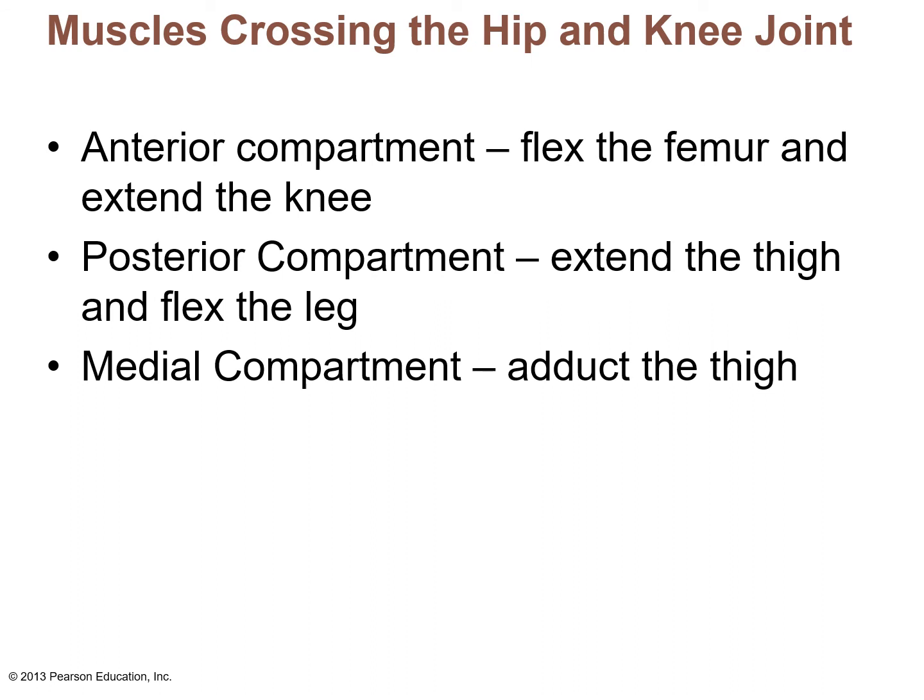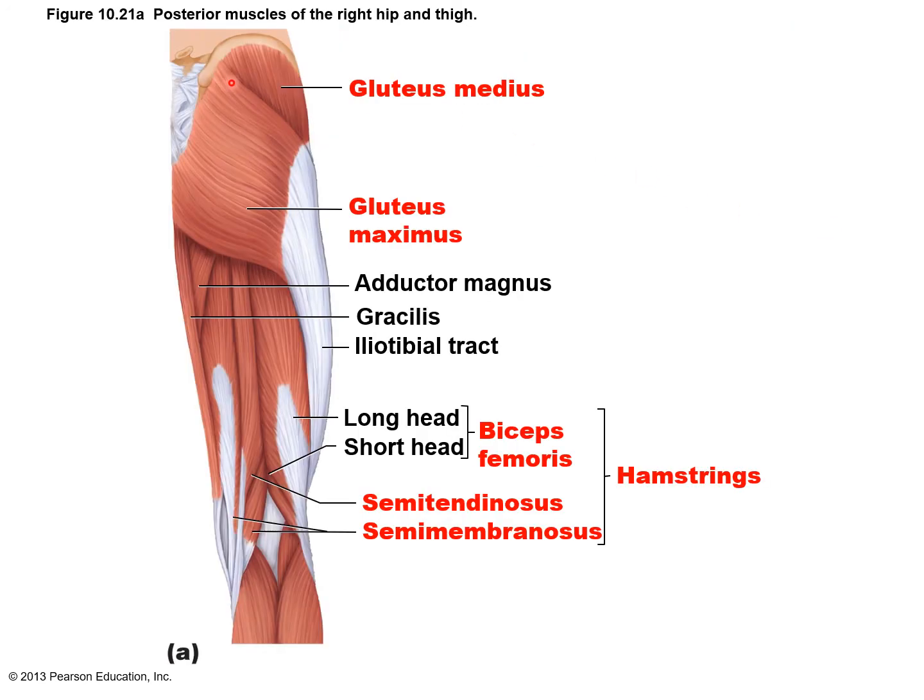Muscles crossing the hip and the knee joint: the anterior compartment, the front, flexes the femur and extends the knee. Posterior compartment extends the thigh and flexes the leg. And the medial compartment adducts the thigh. So here's your gluteus medius and your gluteus maximus. Now let's go to gluteus maximus because that is on your list. The gluteus maximus is involved in leg extension. So it's a powerful leg extensor at the hip. The gluteus medius, because the fibers are running up and down, is a leg abductor.